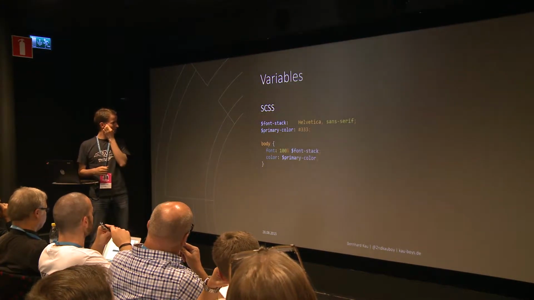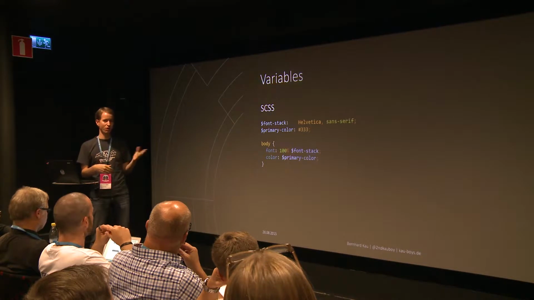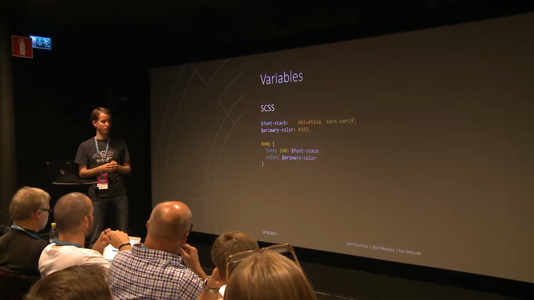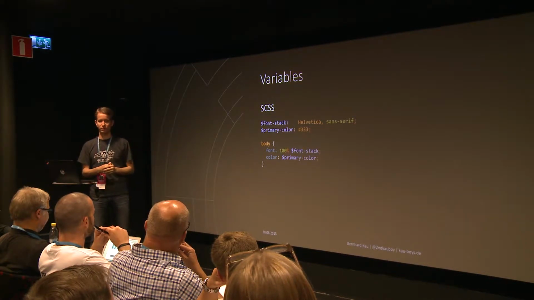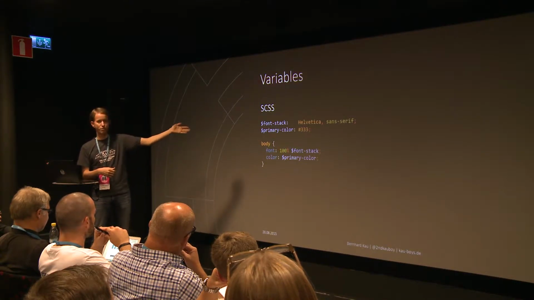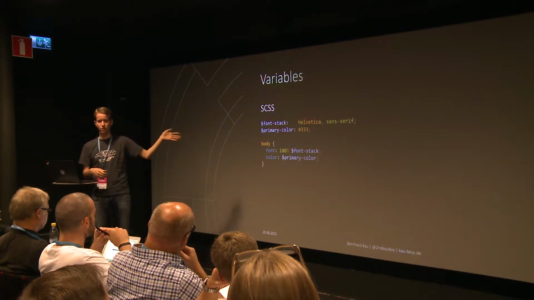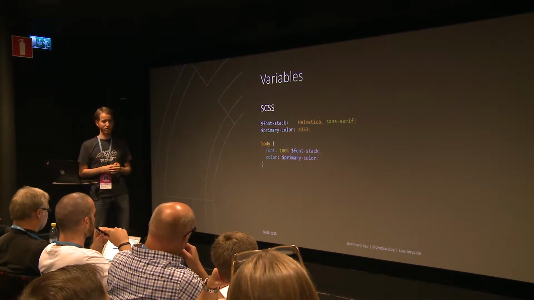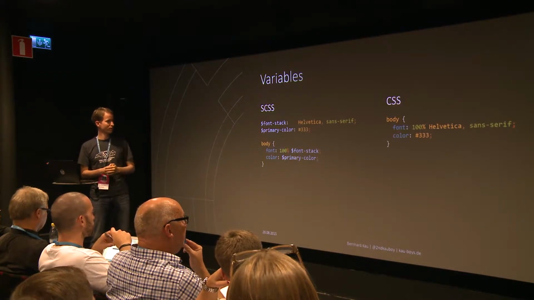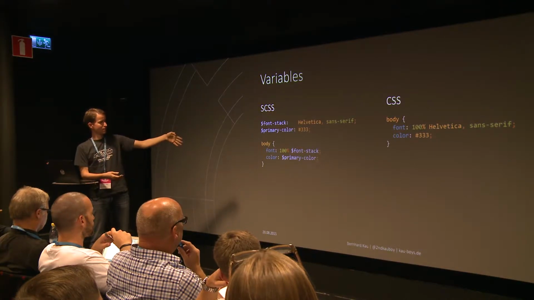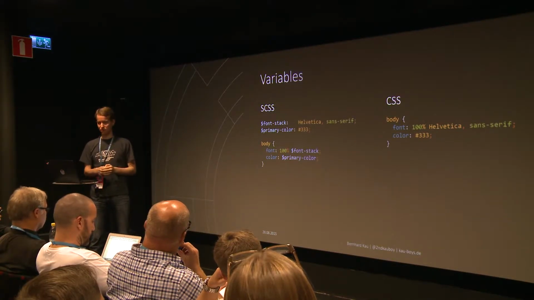So, variables. Everybody using some kind of programming language like PHP or JavaScript knows what a variable is. You have a variable name and you have a value for it, and then you can use this variable in your code. So you don't have to repeat the primary color over and over again. You just have one variable, and when you want to change the color, you just change the one variable and it's changed in your whole code. So what would that look like in ordinary CSS? It would look something like this. SASS is taken and the variables are replaced by the values they have, and you get this CSS.